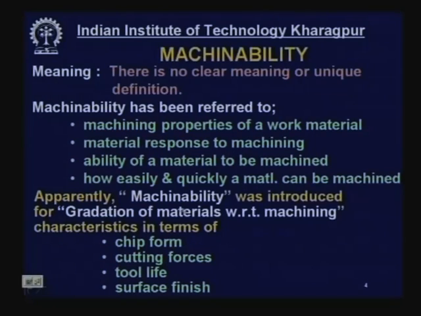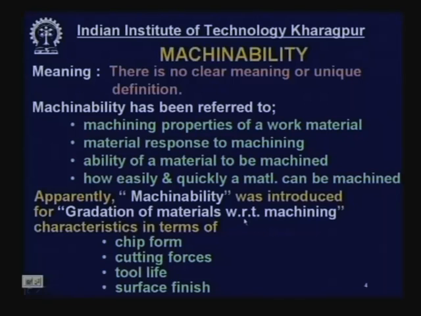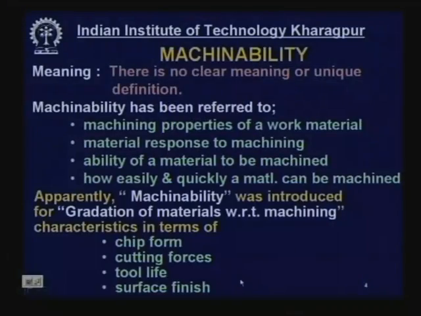Now, apparently machinability was introduced for gradation of materials. The different types of work materials, how do they respond to machining, good or bad, if good to what extent, if bad to what extent. So, to some extent some attempt has been made to quantify as well as qualify, that is, gradation of materials with respect to machining characteristics. Now, what are the machining characteristics, in what terms do we judge the materials and how shall we grade them: chip form, good or bad, favorable or not favorable, cutting forces, tool life and the surface finish.